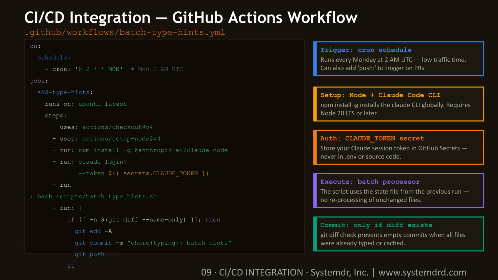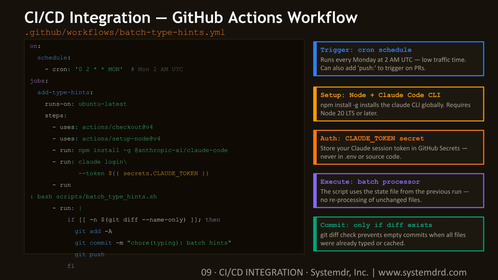github/workflows/batch-type-hints.yml. The GitHub Actions workflow is what transforms our batch processor from a script you run manually into infrastructure. You configure it once and it runs itself every week. The cron trigger 0 2 * * 1 fires at 2 a.m. Coordinated Universal Time every Monday. This is intentional. Low traffic hours reduce the chance of API rate limiting from competing workloads in your organization.